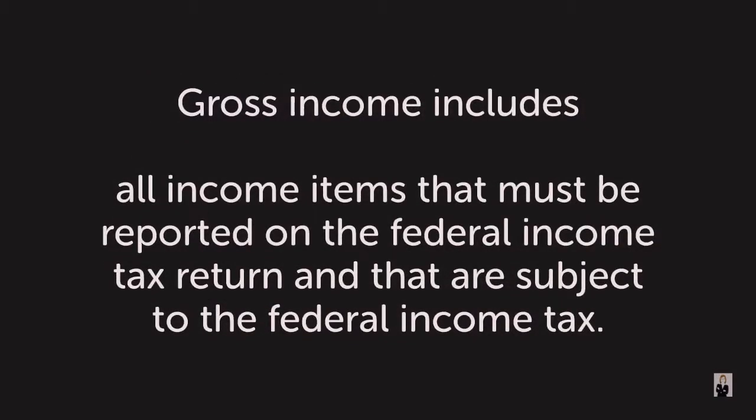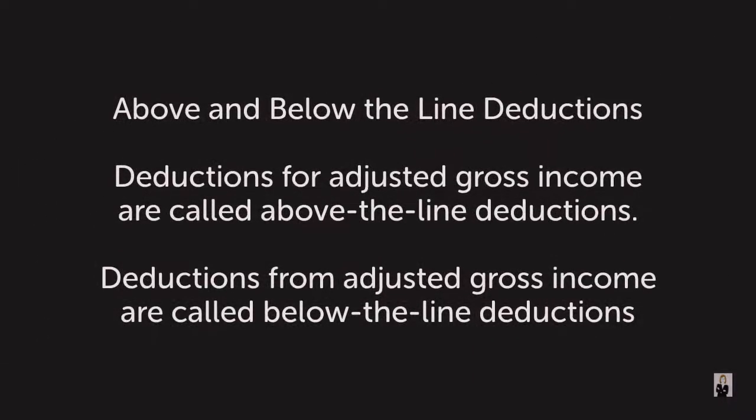Gross income includes all income items that must be reported on your federal income tax return and that are subject to federal income taxes. We classify deductions as above or below the line. Deductions for adjusted gross income are above the line, and deductions from adjusted gross income are known as below the line deductions.